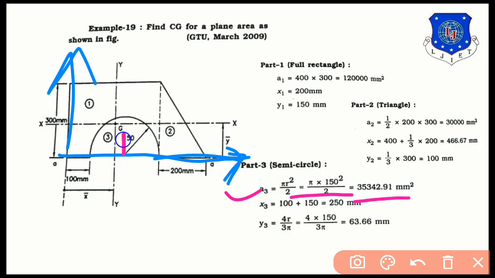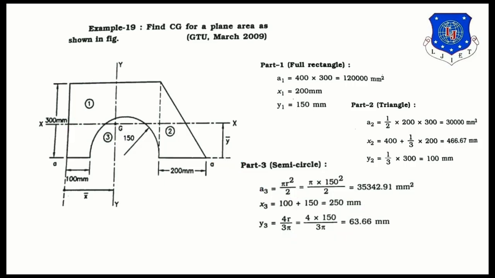Now where is the CG? The CG is somewhere over here. From the y-axis it will be 100 plus radius. So it will be 100 plus 150, 250 mm. Now vertically, measuring this distance is according to the formula 4r by 3 pi. So 4 into 150 by 3 pi will give this answer, 63.66 mm. So these are the calculations of parts 1, 2 and 3. But remember that part 3 will be subtracted from the calculations. So let us see the calculation next.